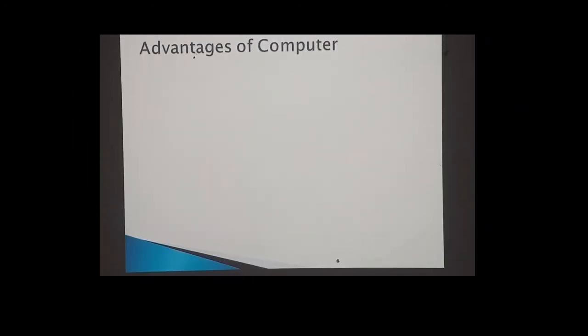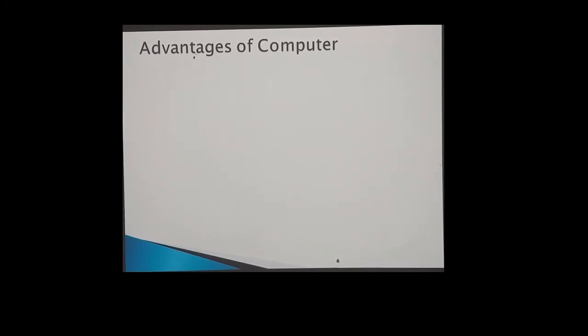Now we are going to start. The next point is advantages of a computer. Computers have lots of advantages, but the main advantages are: first, a computer can do the same task repeatedly with the same accuracy. As compared to human beings, a computer can do the same task again and again without any interruptions and do it accurately as compared to human beings.